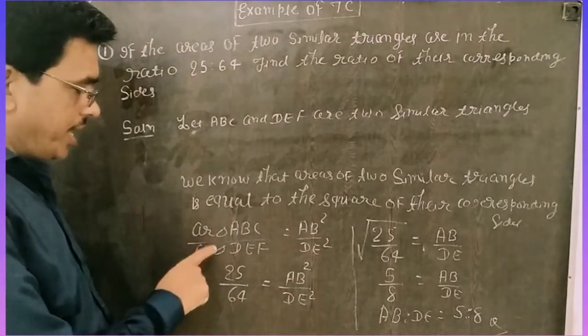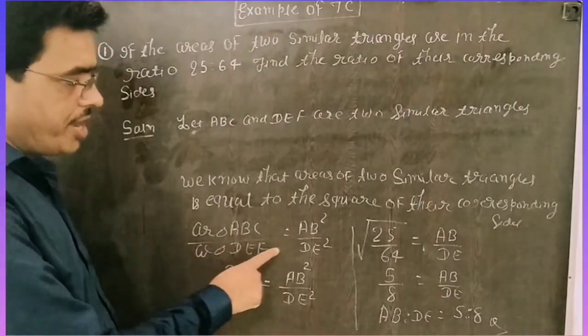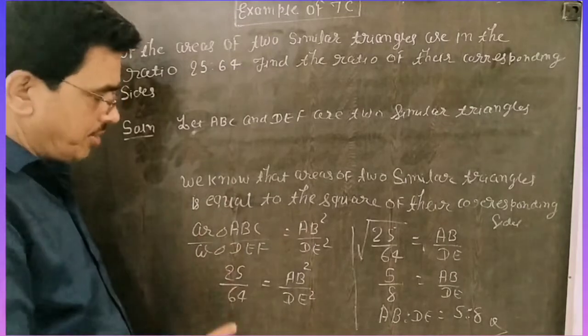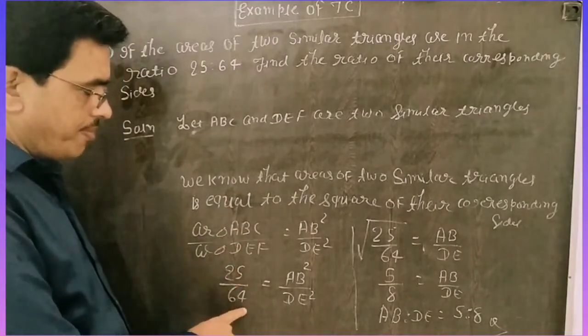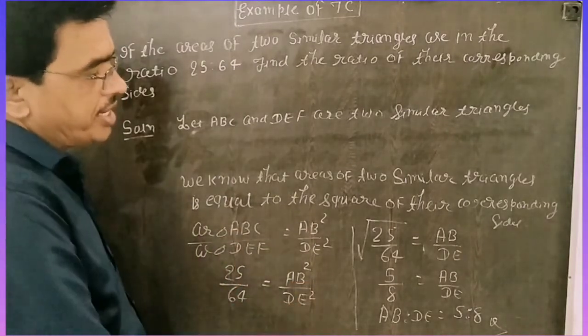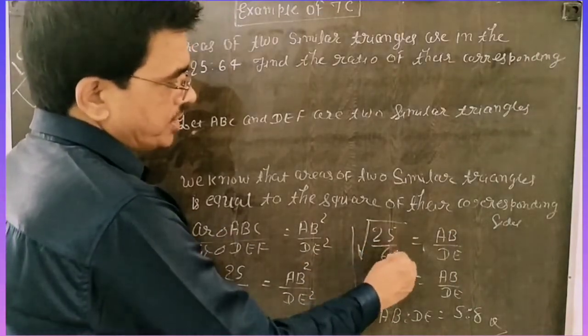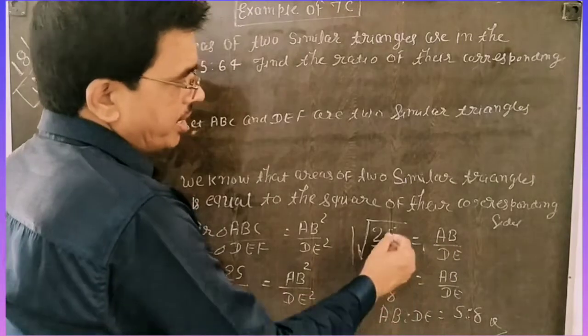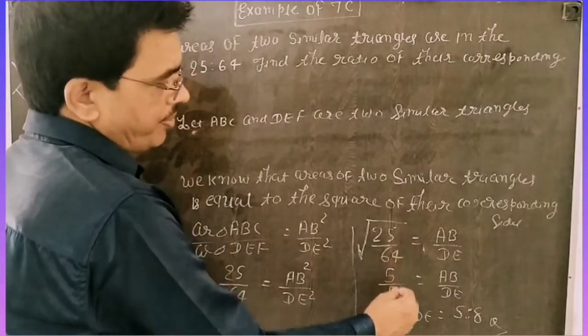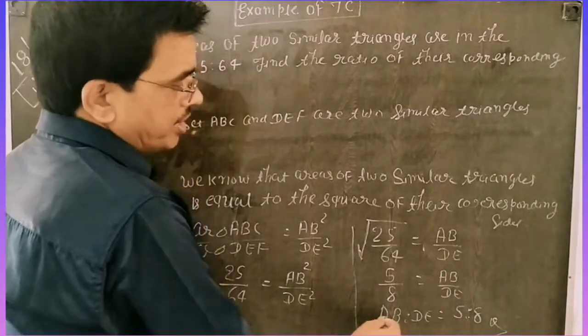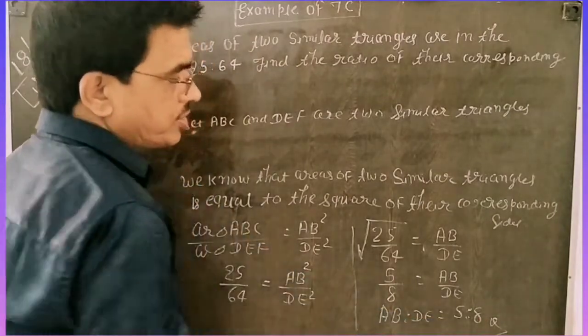So we write area of triangle ABC by area of DEF is equal to AB square by DE square. Area given 25/64 is equal to AB square by DE square. This square convert into root. So root of 25/64 is equal to AB by DE. Root of 25 is 5, root of 64 is 8. So the ratio of AB to DE is 5:8.